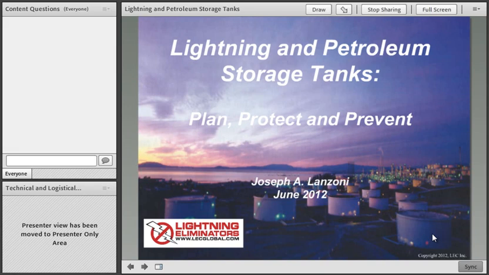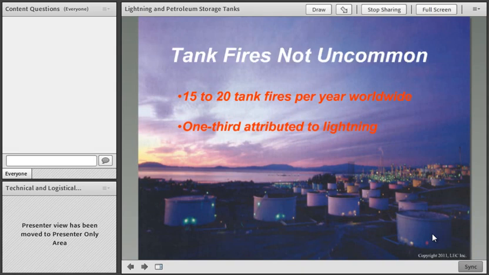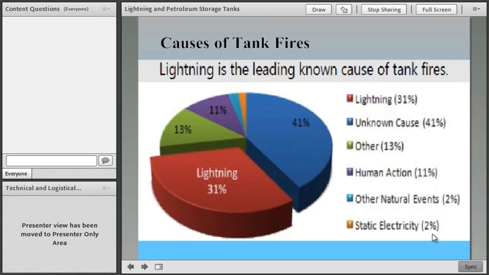Good afternoon, everyone, and welcome to the presentation of Lightning and Petroleum Storage Tanks. I would like to get started by first sharing some statistical information with you. Worldwide, there are about 15 to 20 tank fires per year across the globe. Of these 15 to 20 tank fires, about 1/3 of them are related to lightning. In fact, lightning is the leading cause of tank fires.